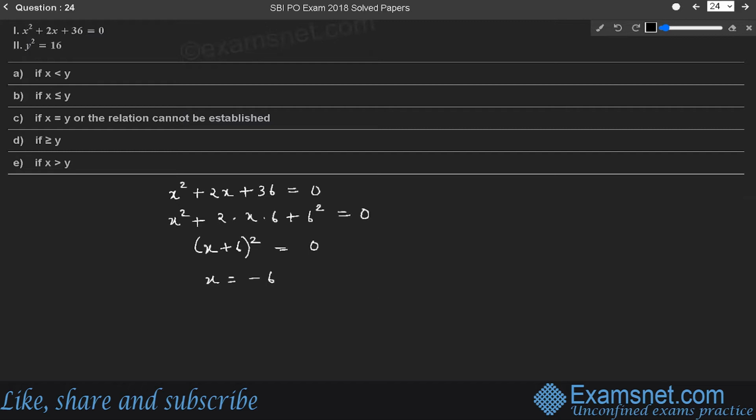Now, second statement is y square is equal to 16. So it is clear that y will be equal to plus minus 4. So from the values of x and y, we can clearly say that x is less than y. So the correct option will be option number A, which is if x is less than y.